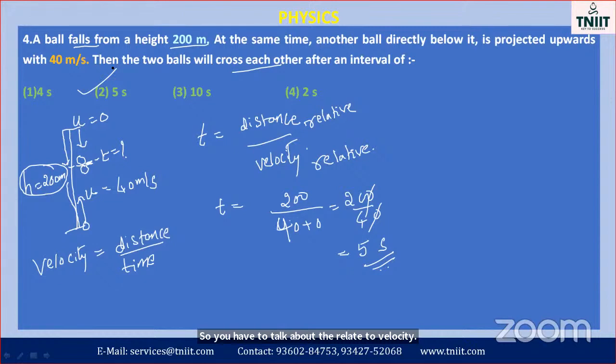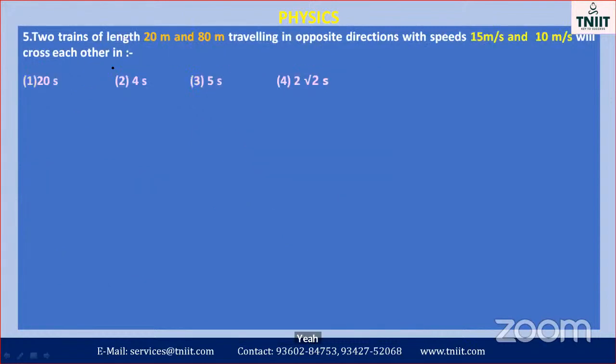Take up the next problem, students. Definitely, this is also based on the relative velocity only. Here the two trains are there. What is the length of the two trains? 20 meter and 80 meter. Now they are moving in which directions? Opposite direction, isn't it? With what speeds?